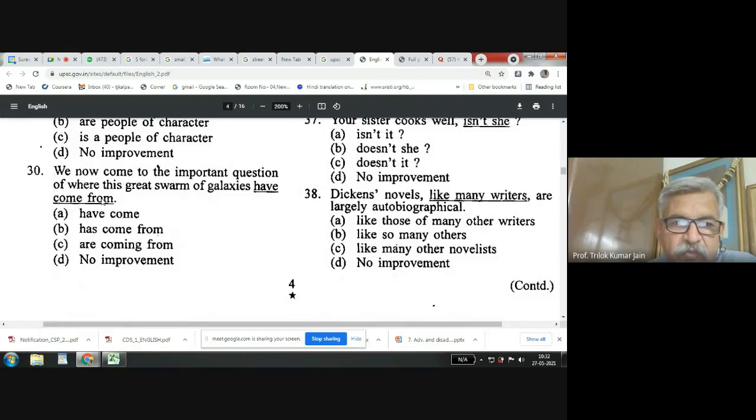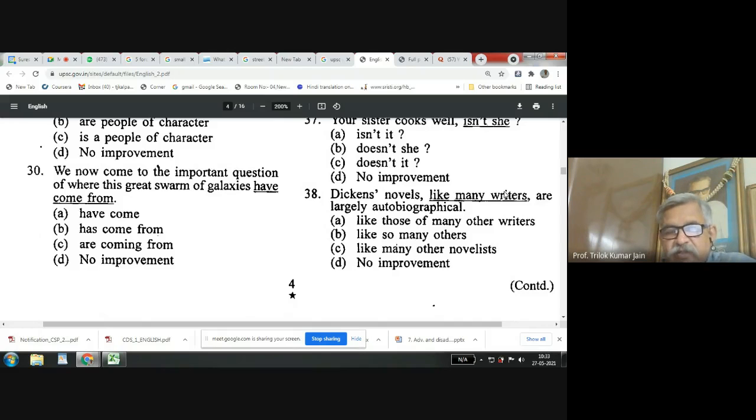We now come to the important question of where this great swarm of galaxies have come from. The correct answer is: we now come to the important question of where this great swarm of galaxies has come from. Answer is B. Swarm will make it singular. Swarm is singular, so the answer is B.